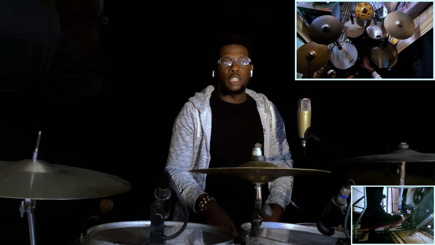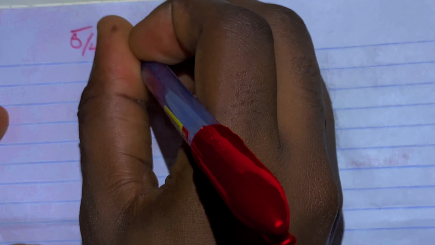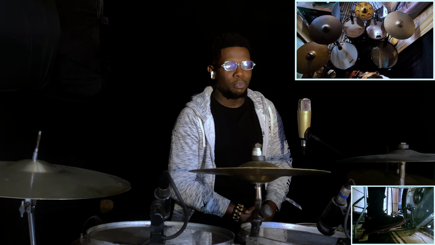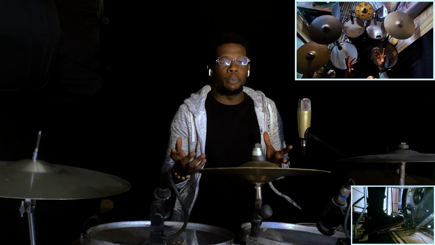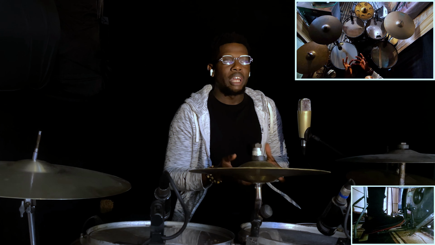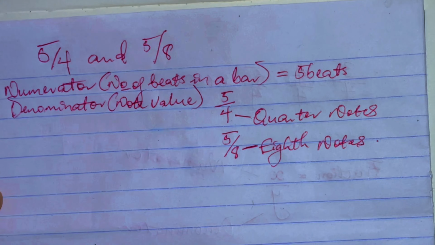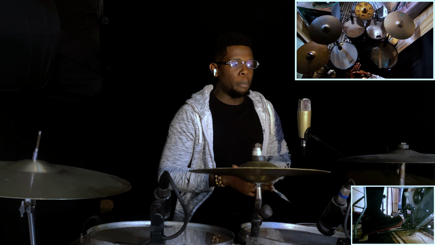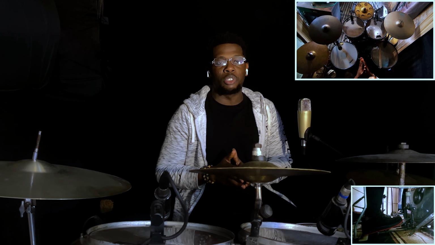So now, on to the next one we're going to be treating, which is 5/4 and 5/8. Now, you already understand the principle. We have 5 quarter notes in a bar for 5/4, and for 5/8, we have 5 eighth notes in a bar. Now, I'm going to play these two grooves and show you the differences between both of them.